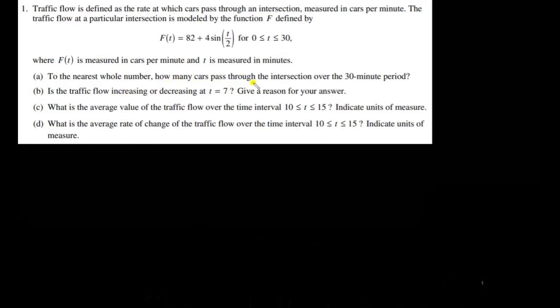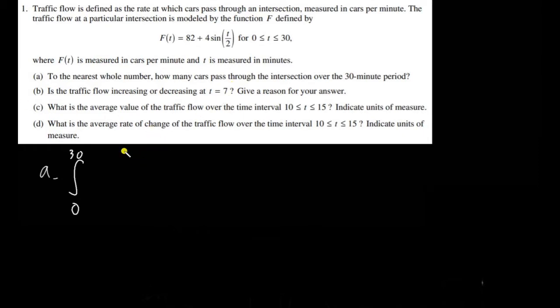So if we want to figure out how many cars are passing through the intersection over the 30-minute period, we're going to take this function and integrate it from 0 to 30. And that's going to add up all of those values and give us the total number of cars that pass through the intersection. Okay, so to figure this out, we're going to take this function and integrate it from 0 to 30.